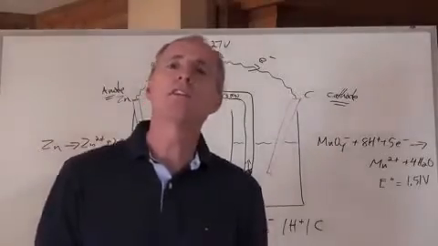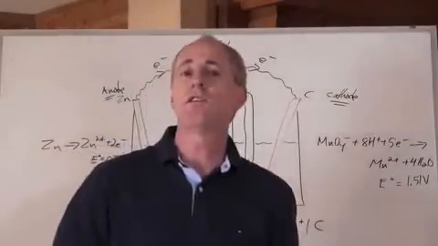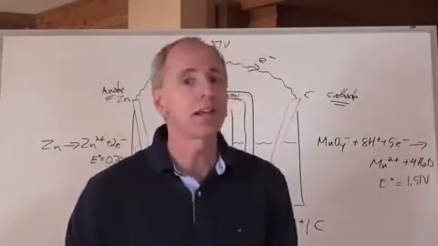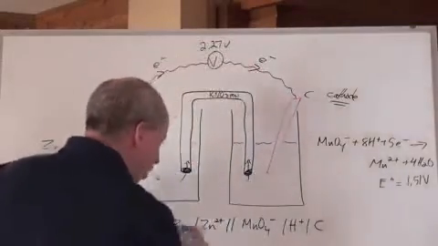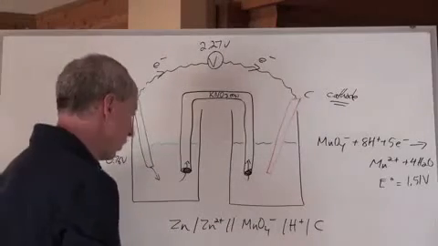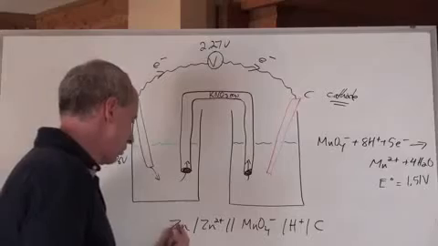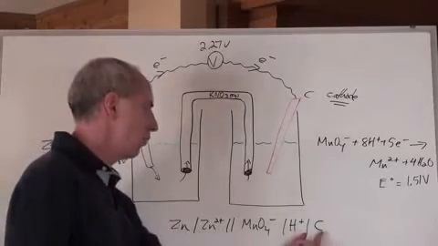Okay, so here's another cell notation that's given to you and you're told to draw a cell. Draw a voltaic cell or a galvanic cell based on this right here. Well, okay, so again, the general form is that you're going to have the anode on the left and the cathode on the right.